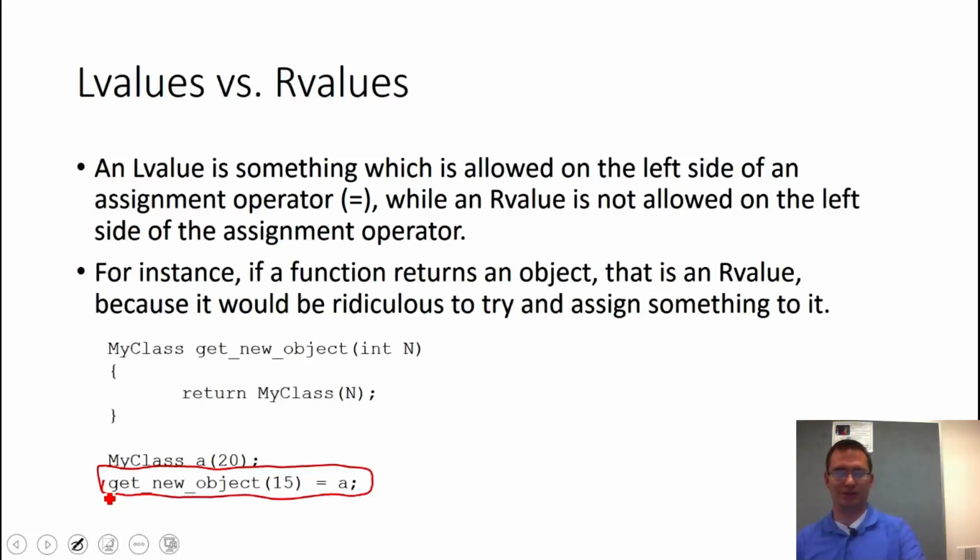It's because get new object, how are we going to find it after this? If we want to use this later on, how are we going to find it? How are we going to address it? What is it called? It's kind of ridiculous for it to be on the left-hand side because that's saying that we want to use it later. We want to store it and keep it around. Does that make sense?